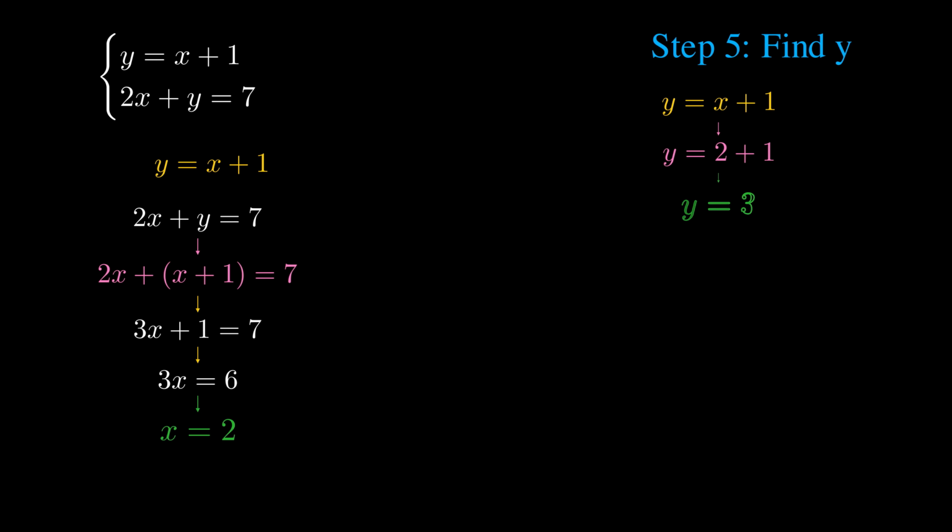That gives us y equals 3. The solution to the system is the ordered pair 2, 3. This point makes both equations true.